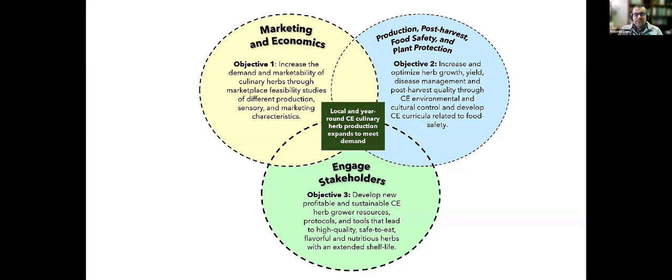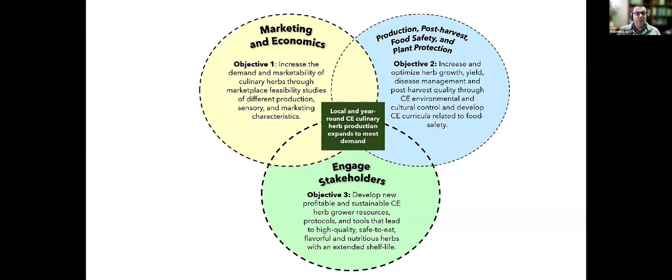Then our third objective is really that outreach component where we're going to develop different resources for greenhouse growers in terms of how to produce high quality culinary herbs, either potted or fresh cut, how to make them more flavorful and nutritious, extending the shelf life, and of course, determining what the consumers really want.